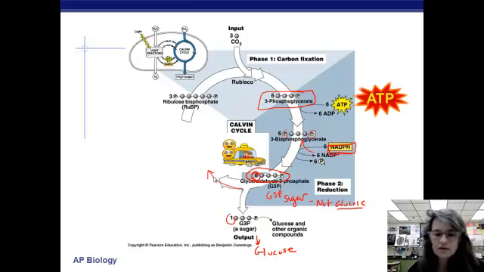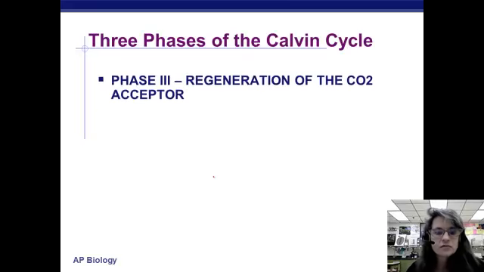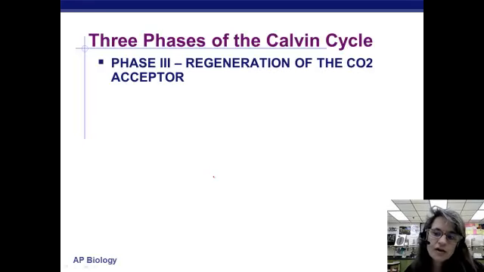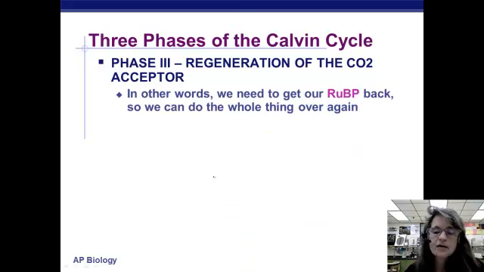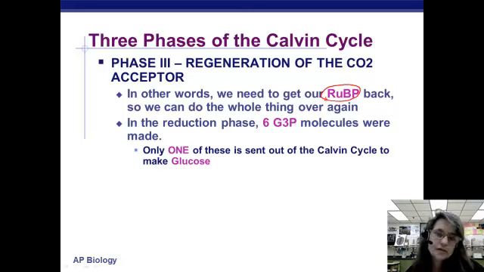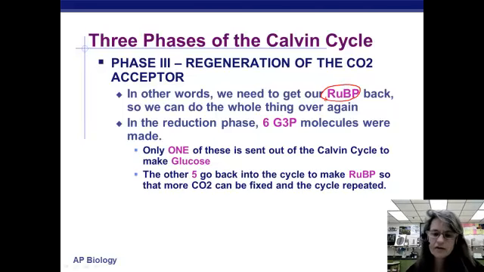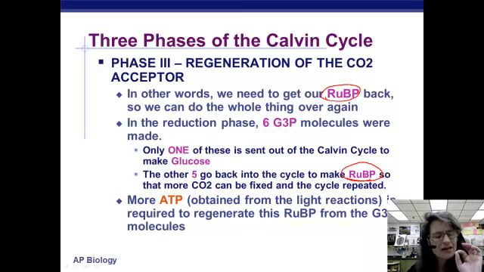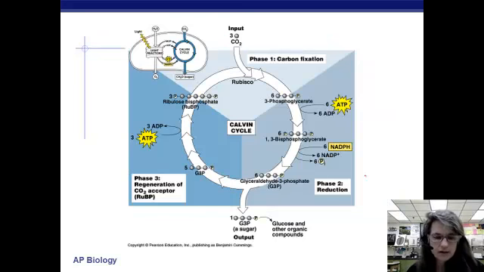Alright, what happens to the rest of it? Well, it gets recycled. This is the regeneration of the carbon dioxide acceptor that we know as RuBP. We've got to recycle RuBP so we can grab more carbon and keep doing this process over and over again. So, as we already said, we've just made 6 molecules of G3P. 1 of them is going to be sent out to make the glucose. The other 5 are going to go back and recycle the RuBP molecule. We need a little bit more ATP to do this, so again, it's an energy demanding process.